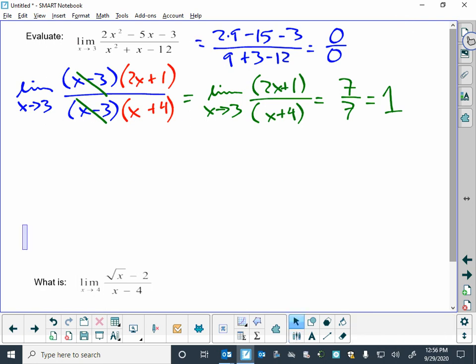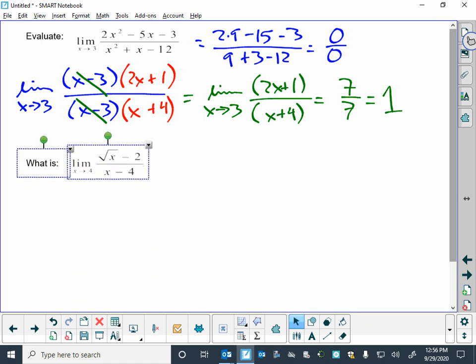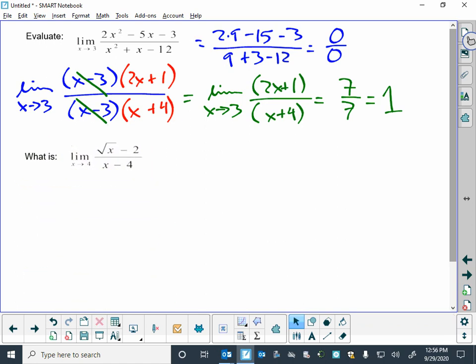Okay. Let's look at another one. This one has got a little bit of a trick to it. We'll try again at the beginning. That's the limit as x goes to 4 of (the square root of x minus 2) over (x minus 4). If I put 4 in, I get the square root of 4 minus 2 over 4 minus 4, which is 0 over 0, so not particularly helpful.